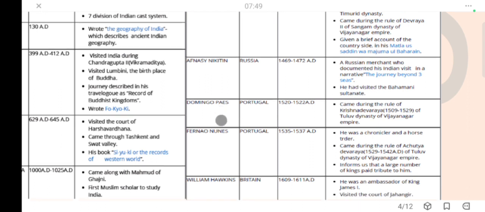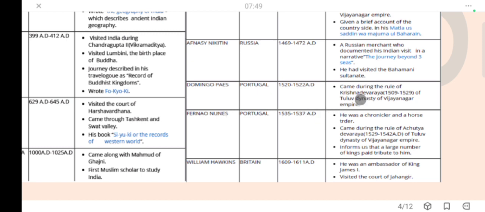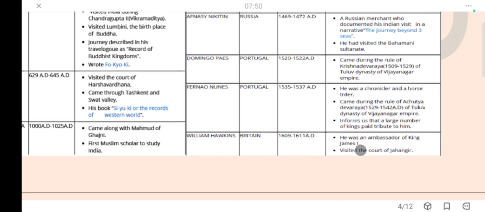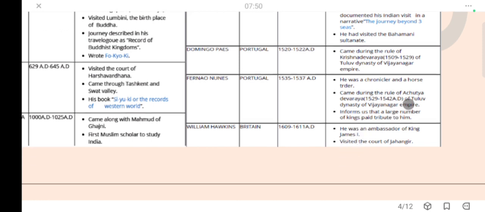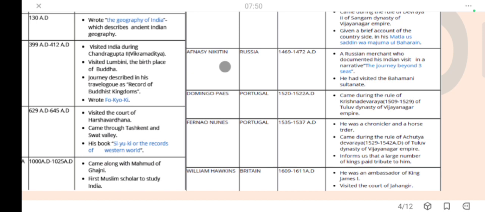Next, Domingo Paes, very important. He came during the rule of Krishna Devaraya of the Tuluva dynasty of the Vijayanagara Empire. Very important. Next, Fernao Nuniz is from Portugal. He was a chronicler and a horse trader. He came during the rule of Achyuta Devaraya. So these people came during the Vijayanagara Empire.